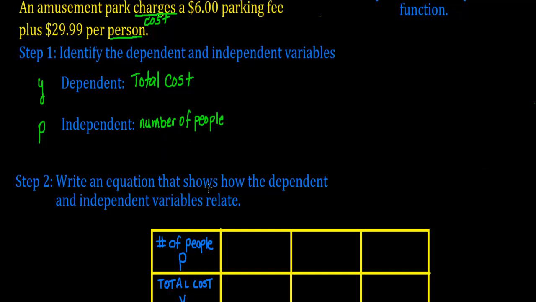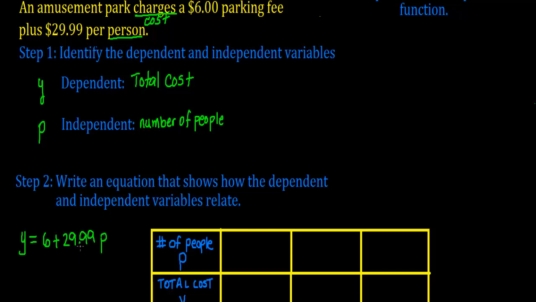How do I write this equation that shows how these two variables relate? Well, I can write an equation very quickly. I know the total cost, which is y. I know that the total cost will equal, what will this equal? It'll be $6 for parking, 6, plus $29.99 per person. So $29.99p. p is the amount of people. And there you have your equation.